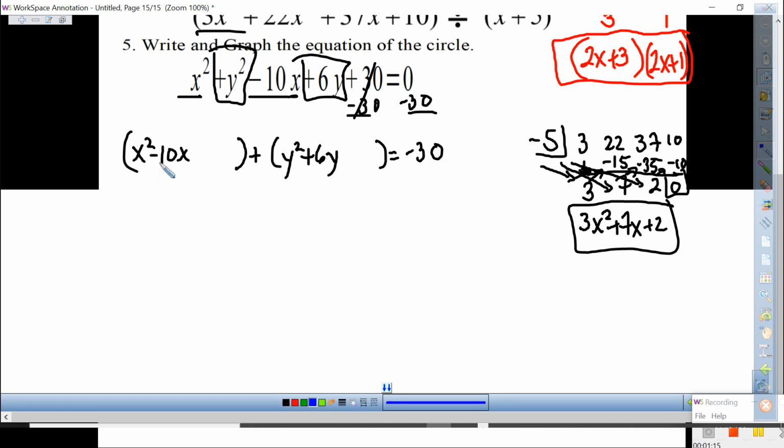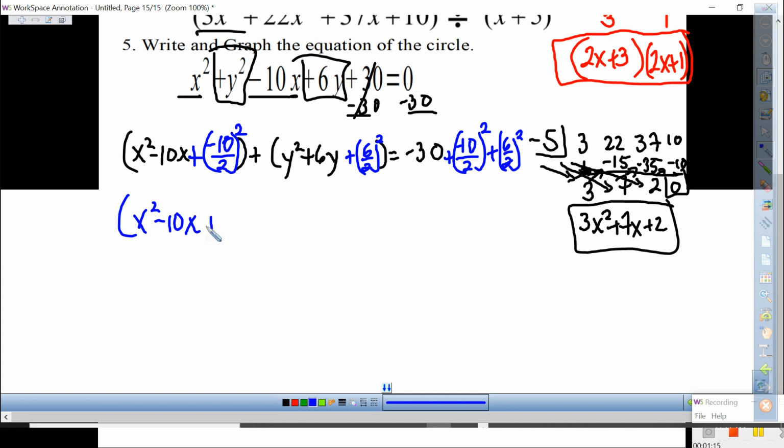How do we complete the square here? Well, we take this number, the coefficient of x, divided by 2, squared. You add that to that. That means we do the same to the other side. How about here? 6 over 2 squared. All right, let's simplify that. x squared minus 10x, and this is 25. -10 divided by 2 is -5. -5 squared is 25. Plus y squared plus 6y plus 9 equals -30 plus 25 plus 9.